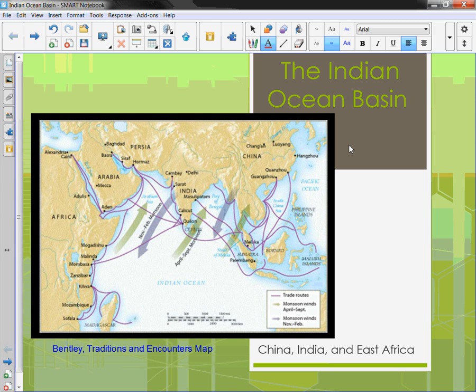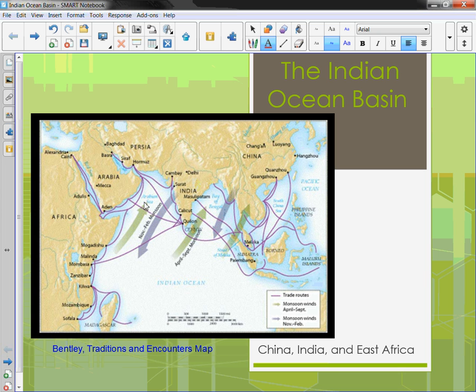neighbors. So the Swahili city-states had more in common with each other than they did with, let's say, Mali, or the coastal areas of India had more in common with each other, with the Swahili city-states, than they did with, let's say, like Tibet. Because they were trading with each other. Just look at that Indian Ocean basin, right? It includes such a vast amount of territory.